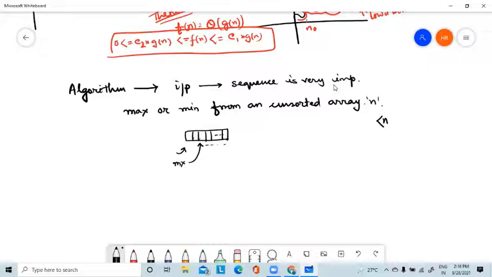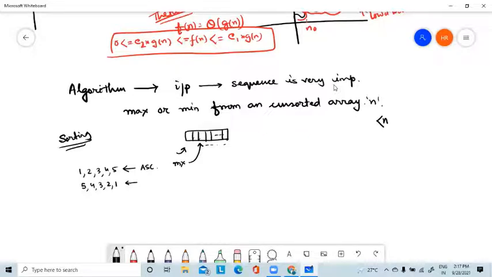Okay, but suppose in sorting, your array is already in sorted order like 1, 2, 3, 4, and you are asked to perform a sorting algorithm in ascending order. Then this will take minimum time. Similarly, if you are asked to sort in ascending order an array where elements are in reverse order, then it will take the maximum time.